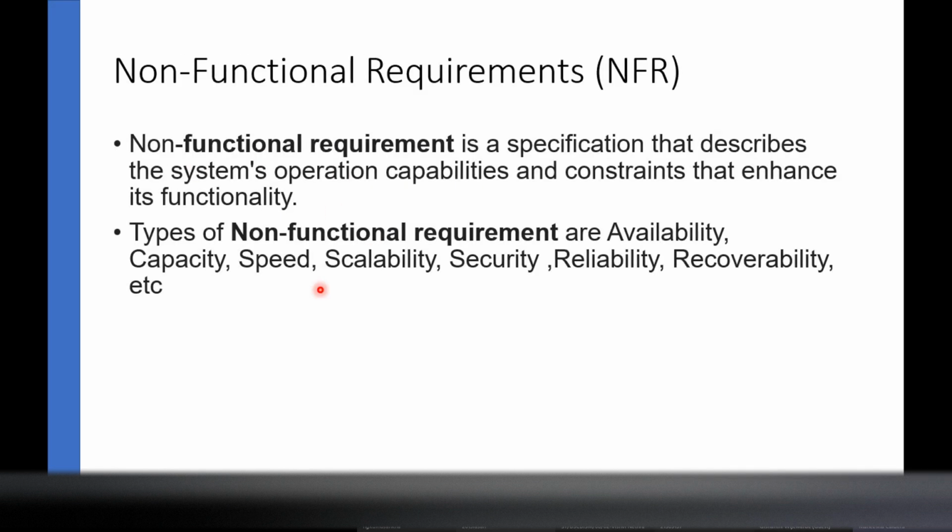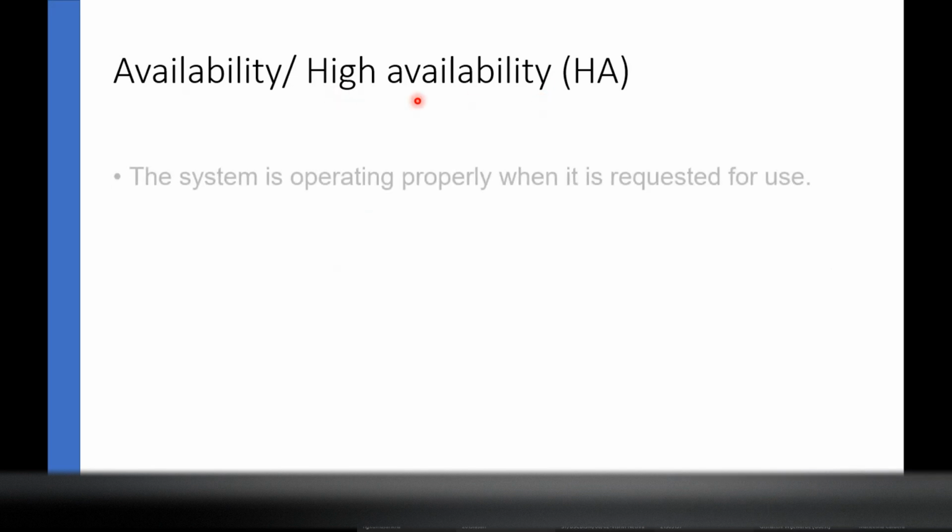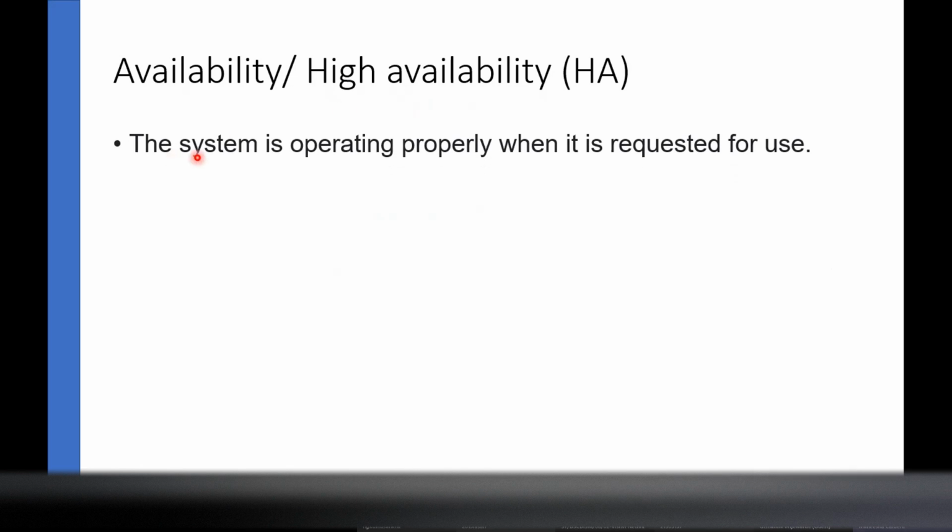Right. Under these non-functional requirements, we'll discuss a few of them to understand them well. Availability, or high availability. You may see this word, high availability. The system is operating properly when it's requested by the user.